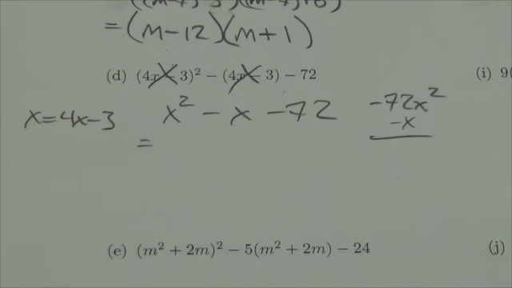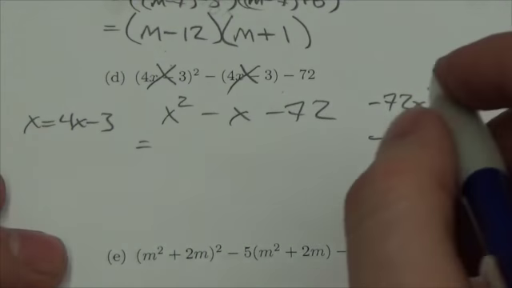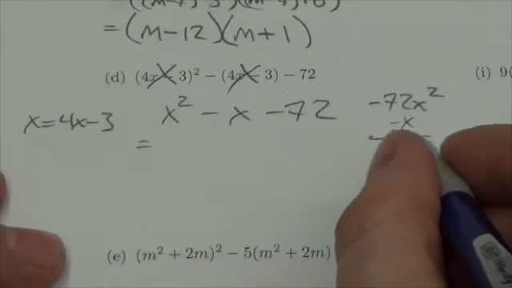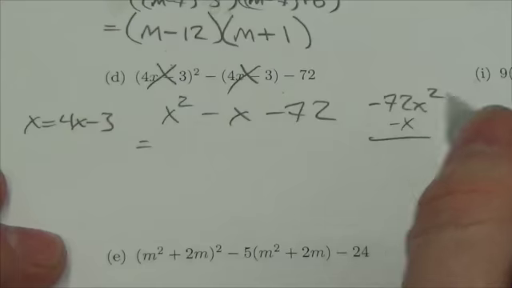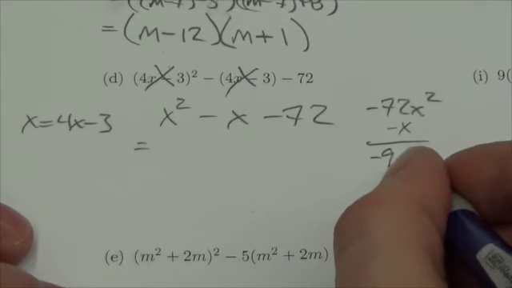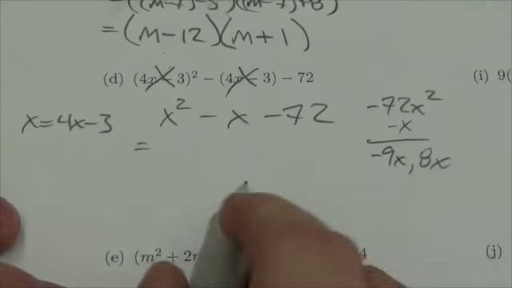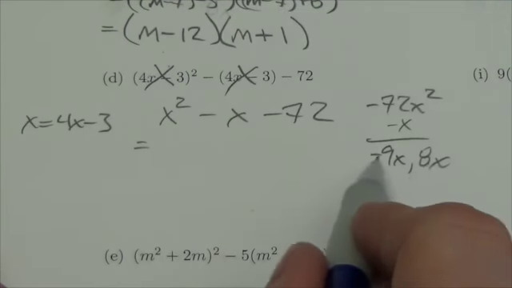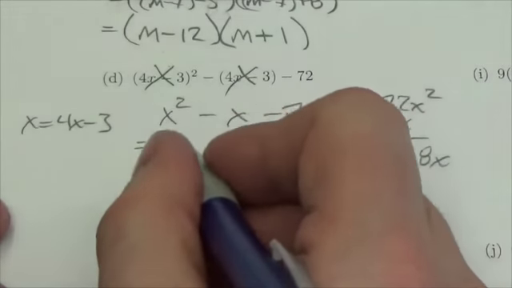Okay, well, you think 72, I think immediately the two things that come to your mind would be 9 and 8. And because the product is negative, one of them is negative, one of them is positive, because the sum is negative, the larger one is negative. So my two terms here are going to be negative 9 and 8.